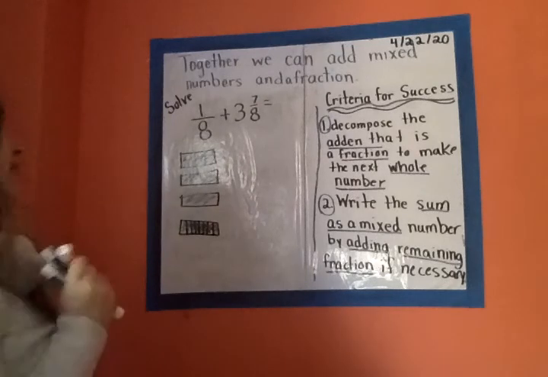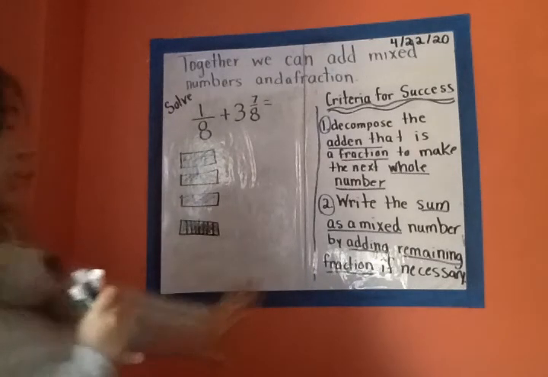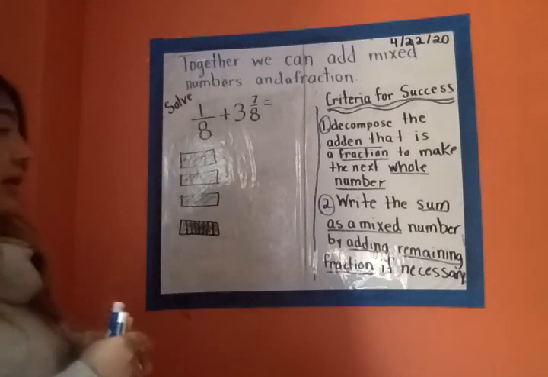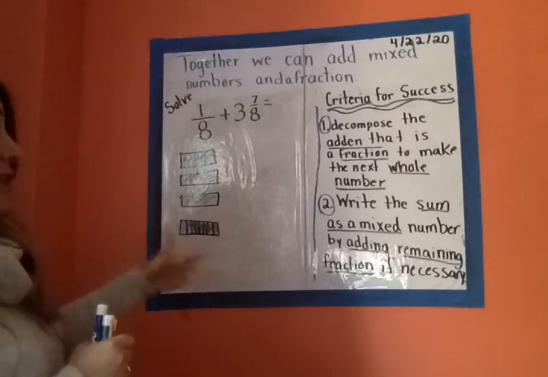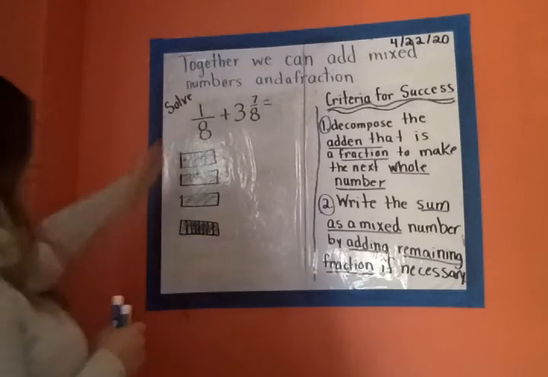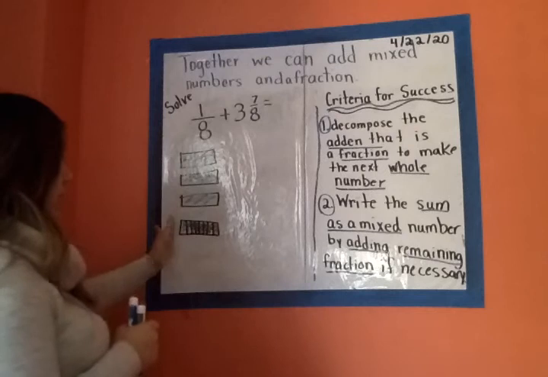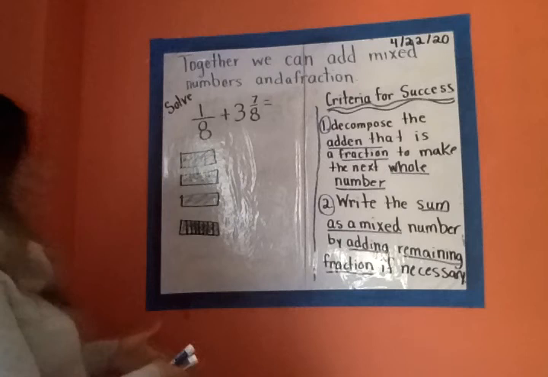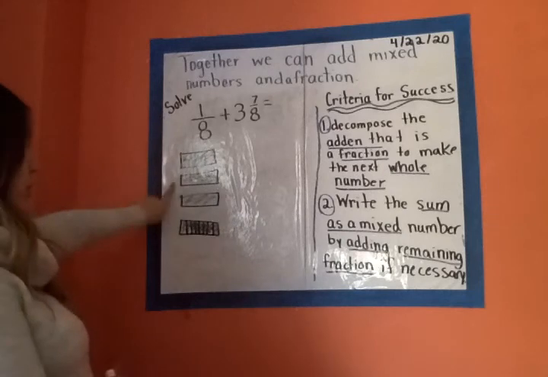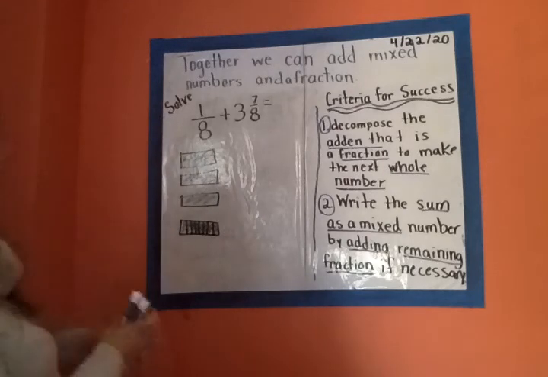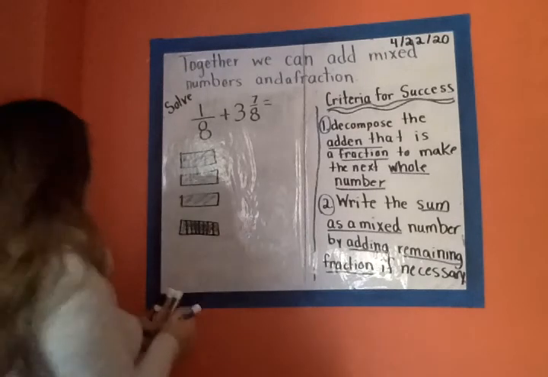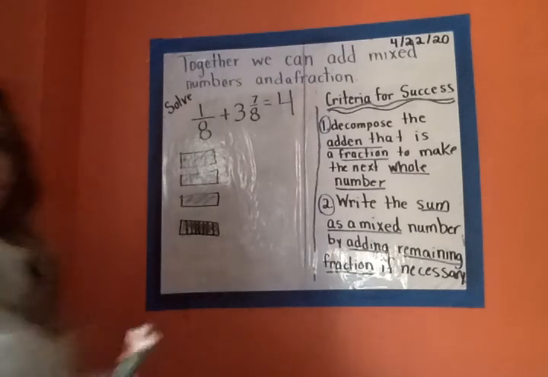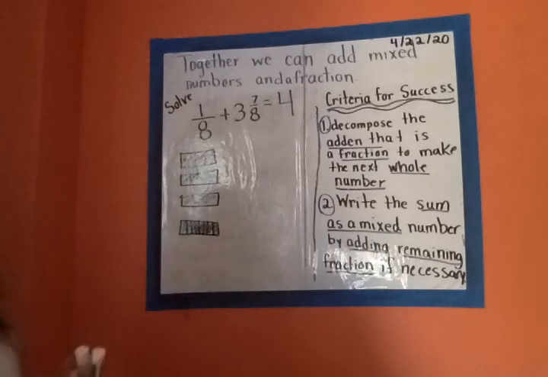And well, together, friends, this is the part where my criteria says, write the sum as a mixed number by adding the remaining fraction if necessary. Now, because it didn't go over another whole, we don't need to add any remaining fractions. It's simply a whole number. So count with me. 1 whole, 2 wholes, 3 wholes, and 4 wholes. So the sum, truthfully, friends, is as simple as saying that it is 4. The answer is 4. Or the sum is 4.